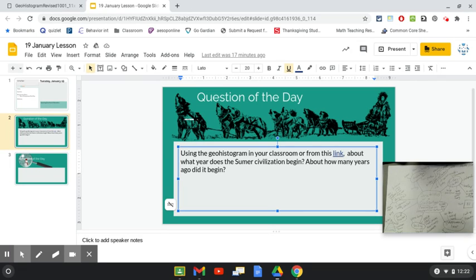So today you'll notice I have the characteristics of a civilization, the Mesopotamia mind map out. You will need that today. We're going to be adding to the back of it, talking about the beginning civilizations and empires. So please make sure you have that out if you don't already.